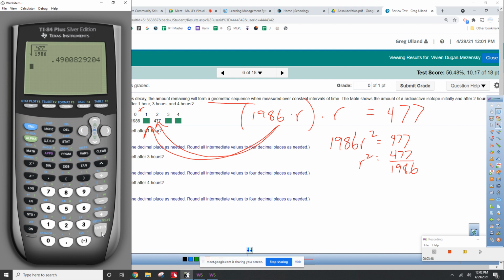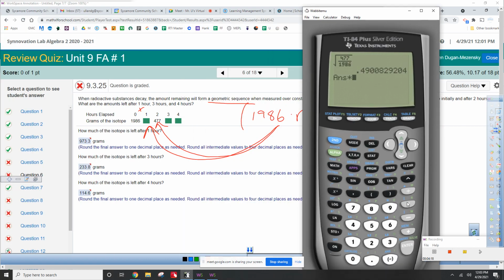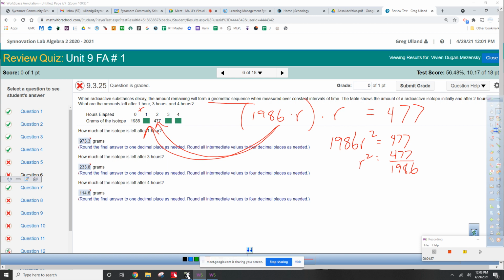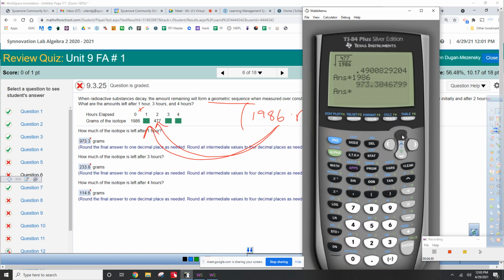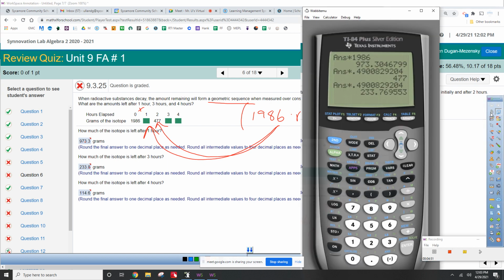Now that, again, is not our answer. That's what we multiply by to get our answer. So if we take that, and we multiply by 1986, that should give us our first term. Look, there it is, 973.3. If we take that and multiply by, now look, just scroll up and hit that again. There you get your 477, scroll up, hit that again, enter. There you get your 233.8, and you just do it again to get your final answer, okay? Probably the hardest question on the test.